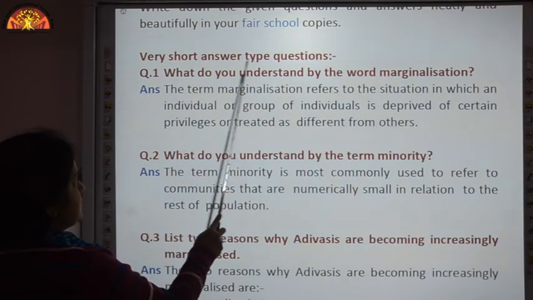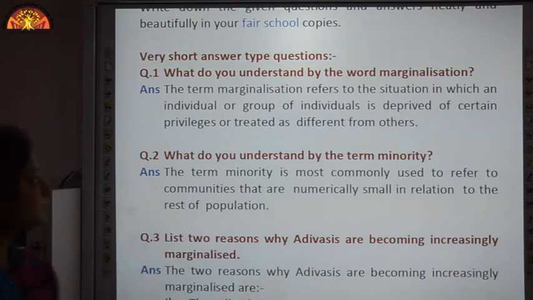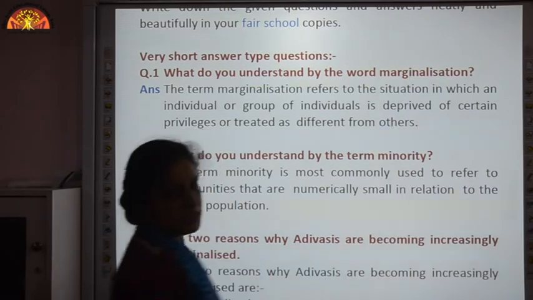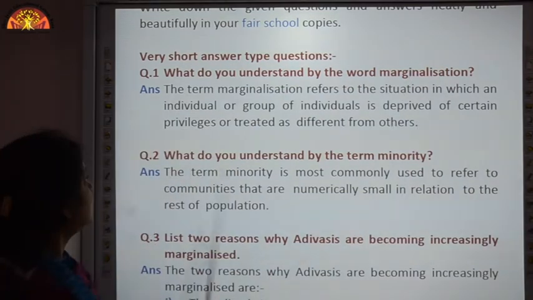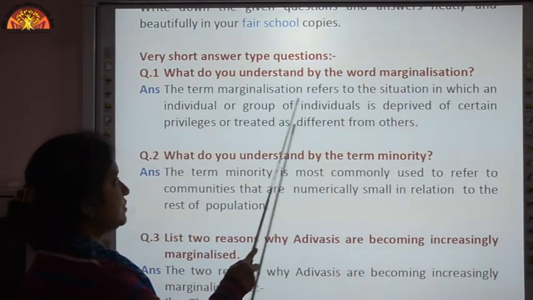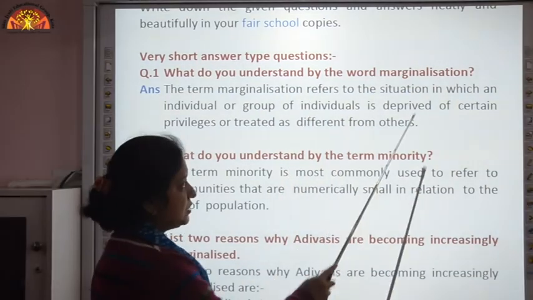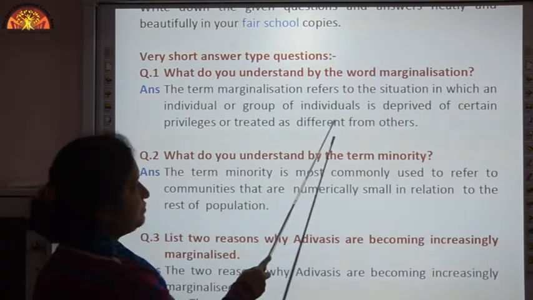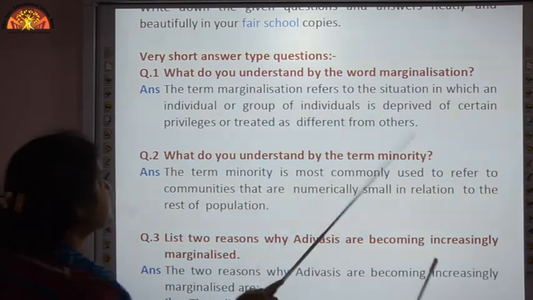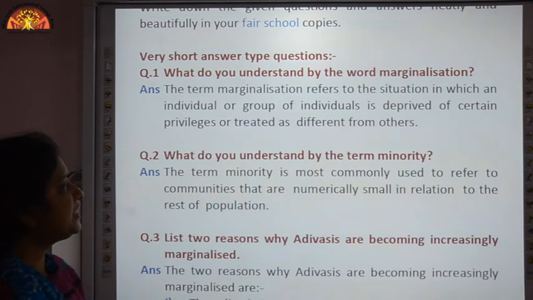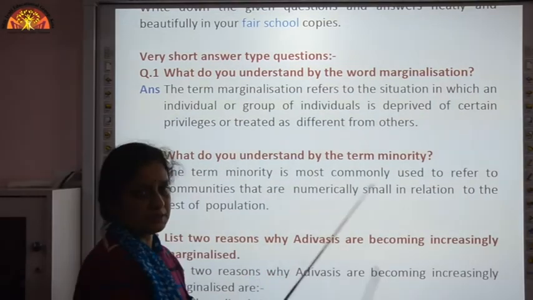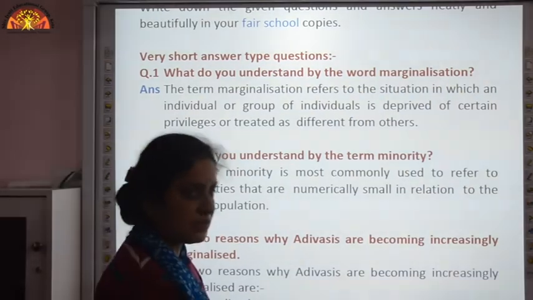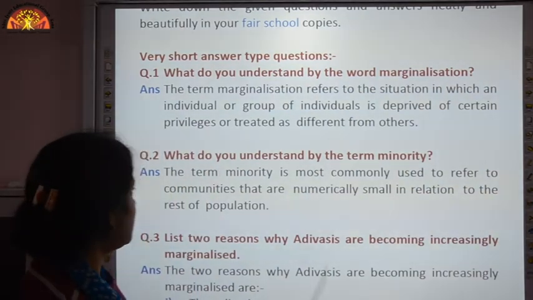Very short answer type questions. Question number 1. What do you understand by the word marginalization? The term marginalization refers to the situation in which an individual or group of individuals is deprived of certain privileges or treated as different from others. Means we can say they are excluded from the mainstream, they are not at the center of things.